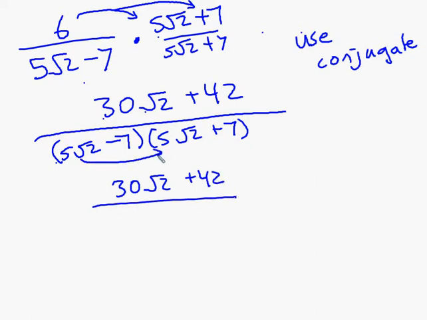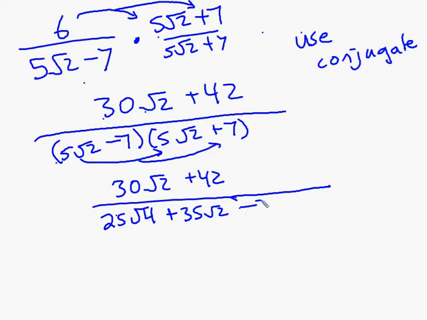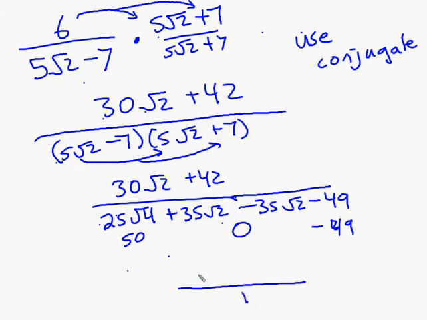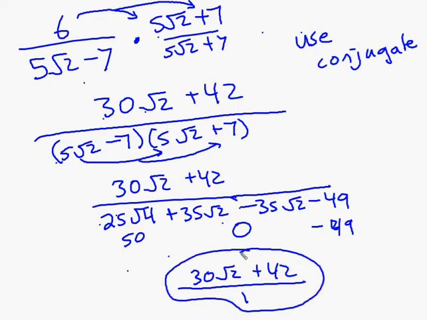Okay, so I multiply those, and I'll get 25 root 4 plus 35 root 2. And then when I do the negative 7, I get negative 35 root 2 minus 49. At the bottom, this is going to become a 50, and those cancel to 0. I'm not showing all my work here. At the bottom, I get 1. If it was a 1, would you have to put it over 1, or would you just leave it? Nope, I don't need the over 1. In fact, you probably shouldn't even write it.